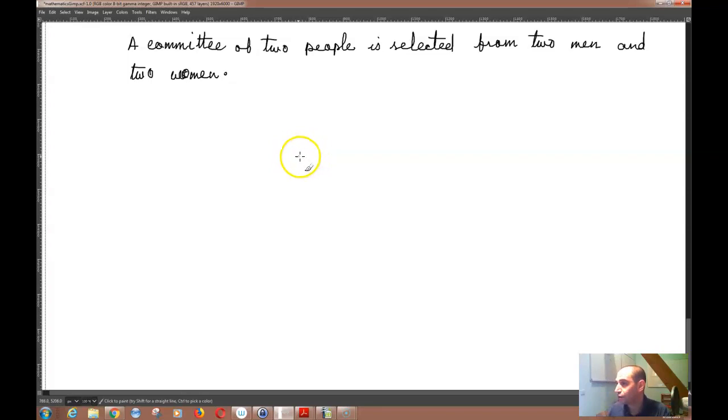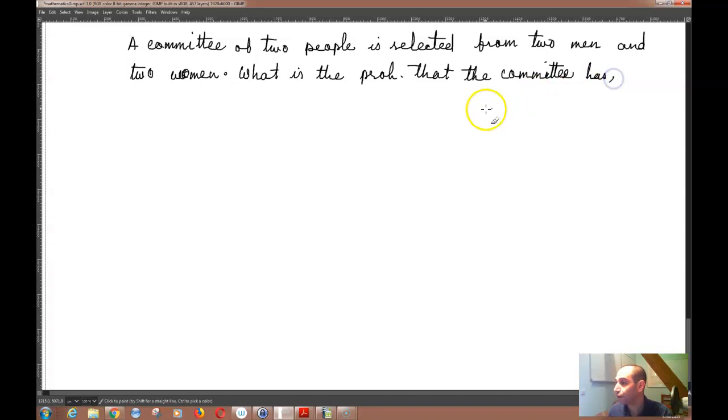Now, what is the probability that the committee will have no men, 1 man, and 2 men? What is the probability that the committee has A, no man, B, 1 man, and C, 2 men.